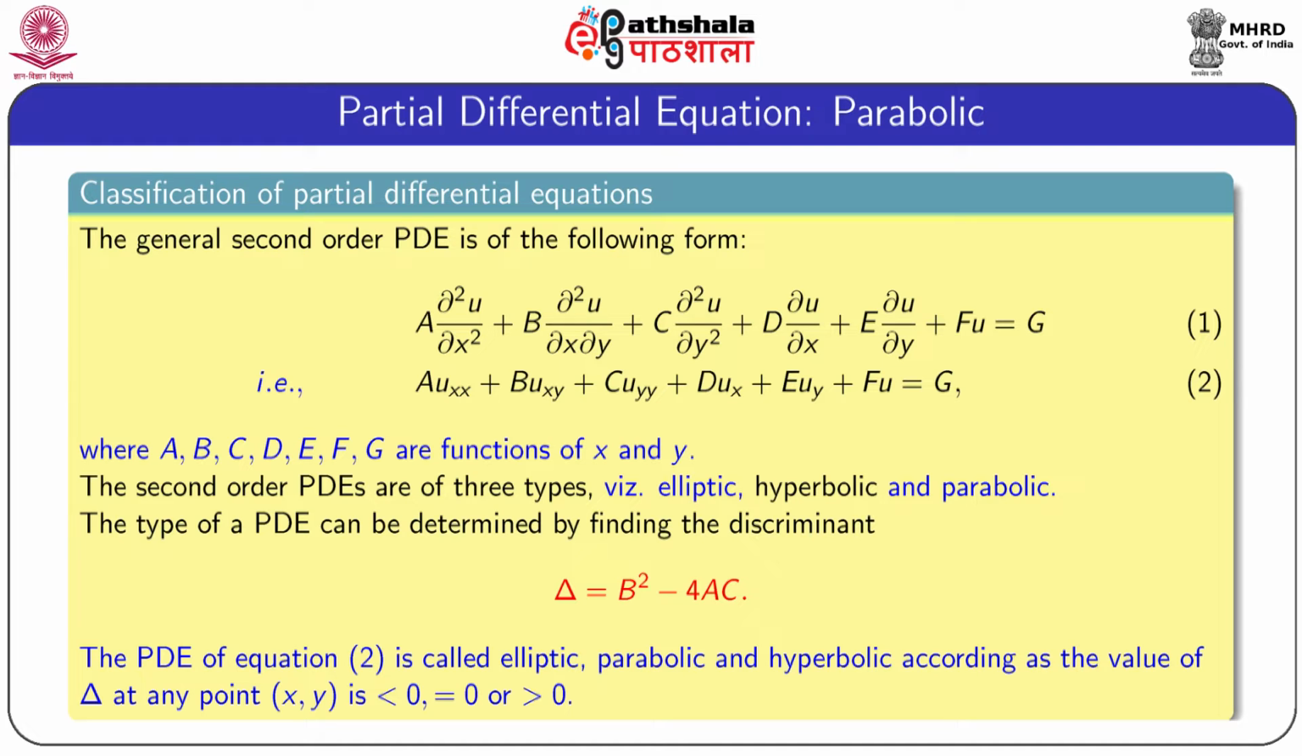If delta is less than 0, then the PDE is called elliptic. If delta is equal to 0, then the equation is called parabolic, and if delta is greater than 0, then the PDE is called hyperbolic. So, depending on the delta, we can classify the second order partial differential equation.